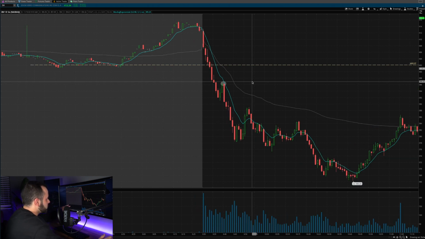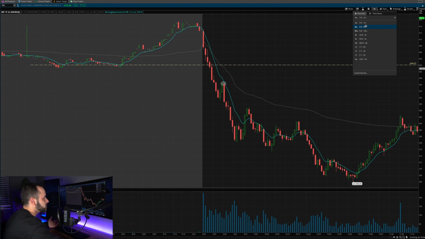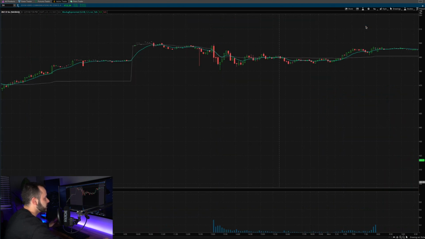So let's say that you're watching this 1 minute, you didn't get this entry right here on the 1 minute, and you see that Zoom is starting to fall even lower. You don't want to chase this. You want to try to find a good entry. What I recommend is to go over to the 5-minute chart and try to see where the Zoom stock is trading according to the 5-minute 9 EMA.